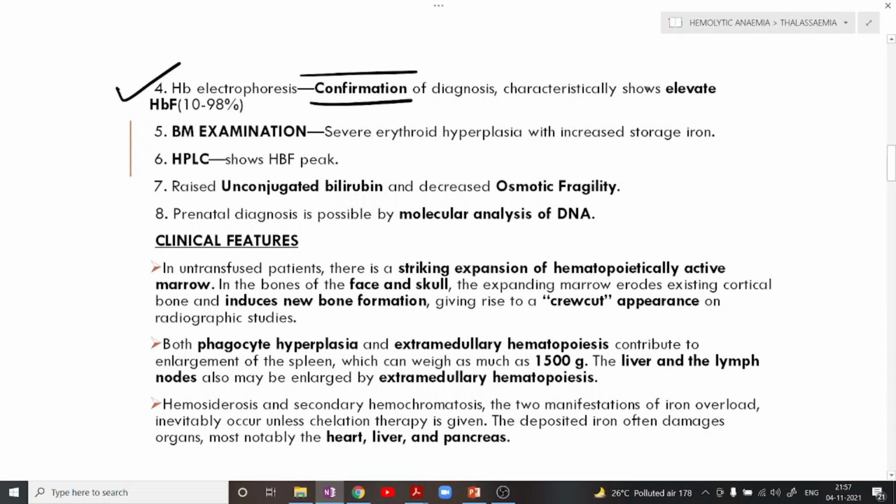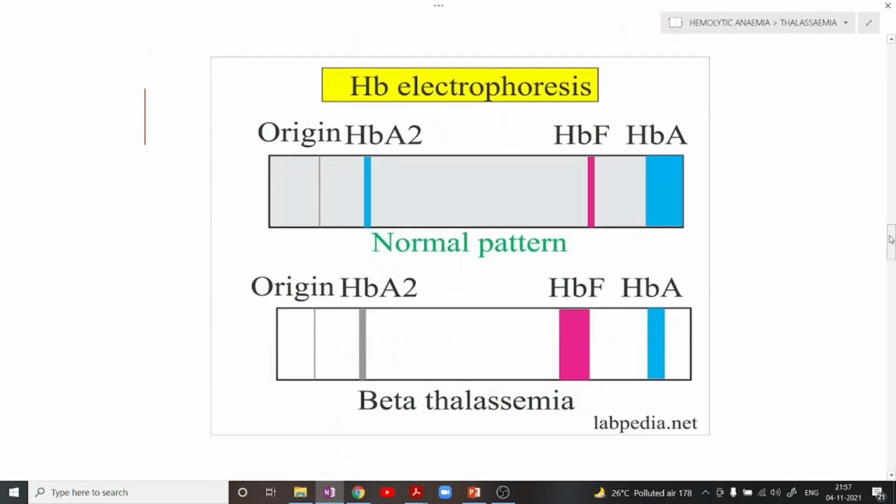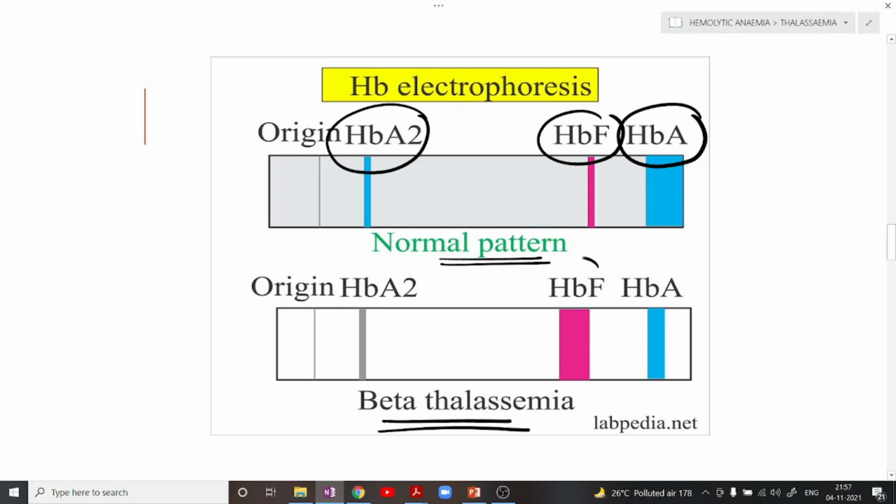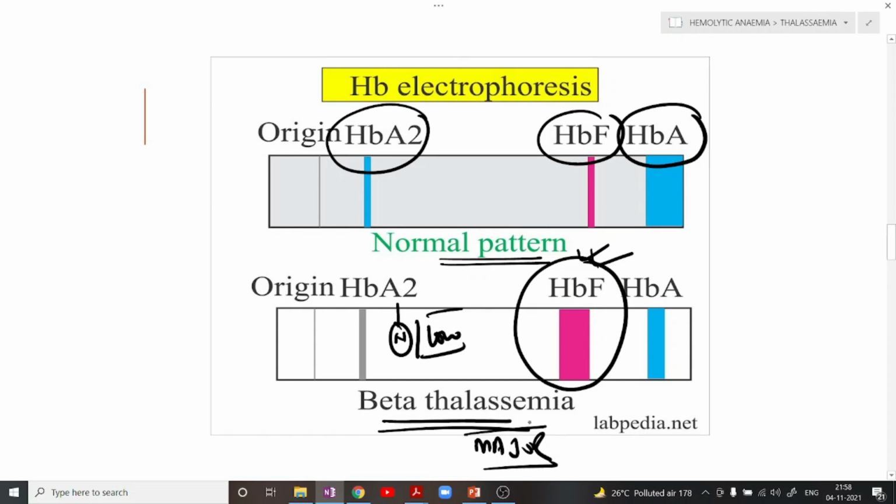And what did we see? That the major form of hemoglobin in such individuals is HbF, and the range is 10 to 98%. So let us look at this particular hemoglobin electrophoresis chart. This is the normal chart where the majority is HbA, then small amounts of HbA2, and a very small amount of HbF. This is the normal pattern of serum electrophoresis. Now in case of beta thalassemia major, the major amount is HbF, whereas HbA2 is either normal or low. This is the characteristic electrophoresis pattern in beta thalassemia major.